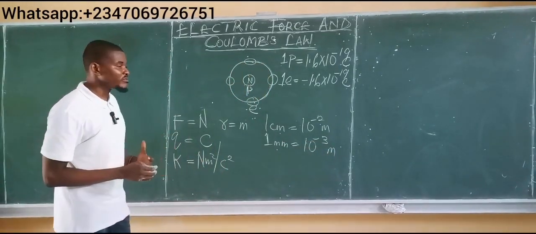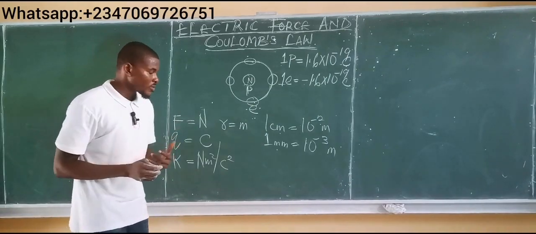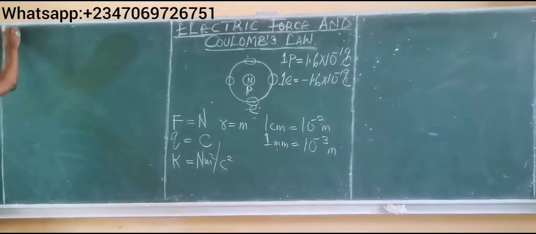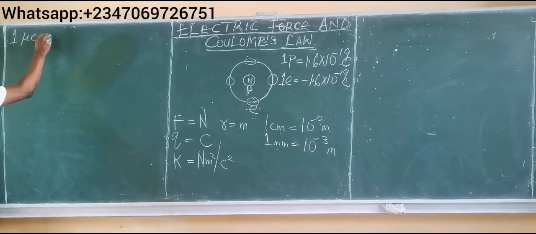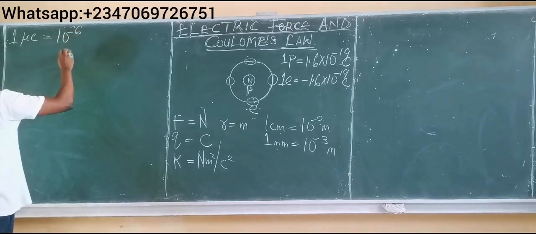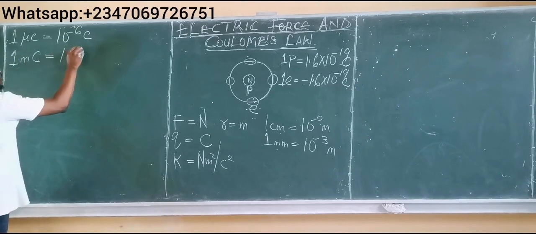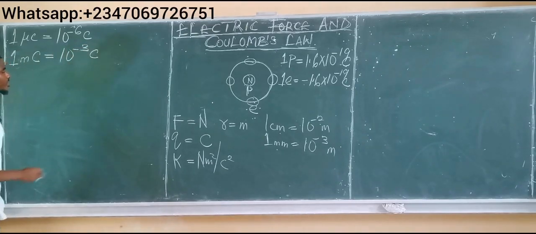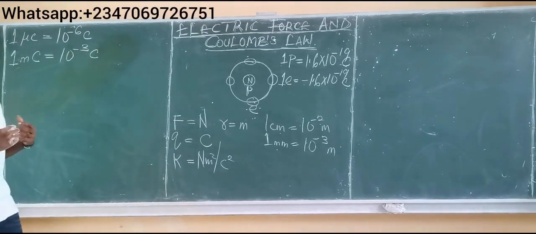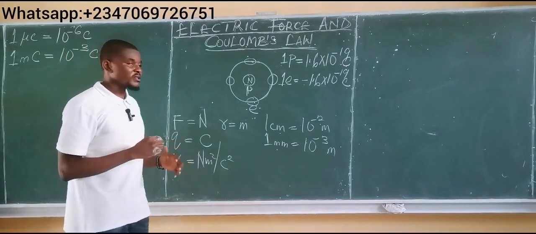Sometimes the charges can also be expressed in microcoulombs or millicoulombs. When the charge is in microcoulombs, 1 microcoulomb is simply equal to 10 to the power of negative 6 coulombs. And when the charge is in millicoulombs, it's important to know that 1 millicoulomb is simply equal to 10 to the power of negative 3 coulombs. So these are the few units pertaining to everything we've learned that you need to keep in mind.